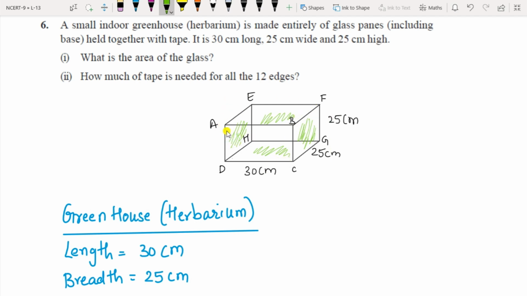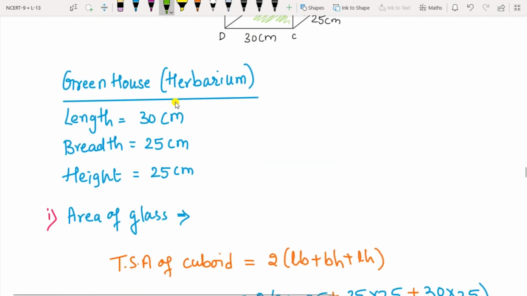Now for a cuboid or a cube there are a total of 12 edges. These are the edges, that is CD, AB, BC, AD, all these are edges where two planes join together, that is called an edge. So for the greenhouse, these are the dimensions given in centimeters.